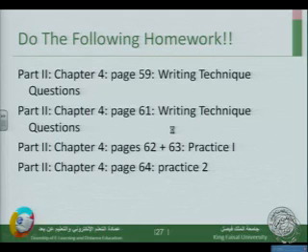Well, for today, I want you to do the following homework because we have covered so many things. The first one is part 2 in this textbook, Writing Academic English. You should buy it. Then you should do the following homework. You should also watch the video and the slides, the PowerPoints. Chapter number 4, page 59, writing technique questions. We have page 61, writing technique questions. We have pages 62 and 63, practice 1. And we have page 64, practice 2. Please do your homework on time. Buy your textbook, Writing Academic English.